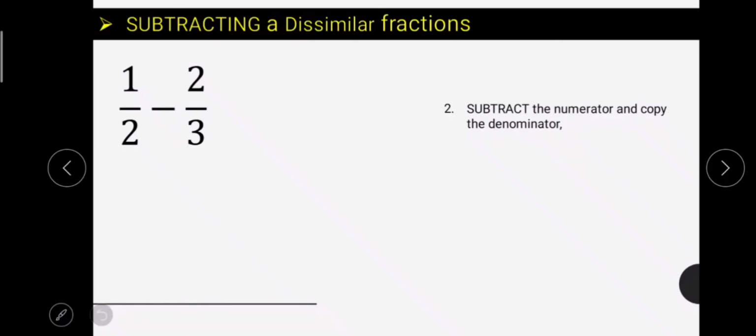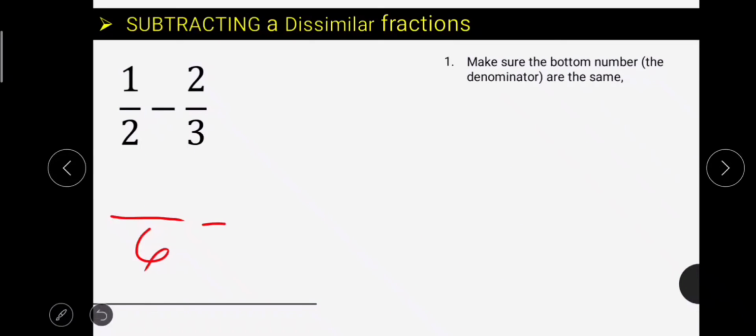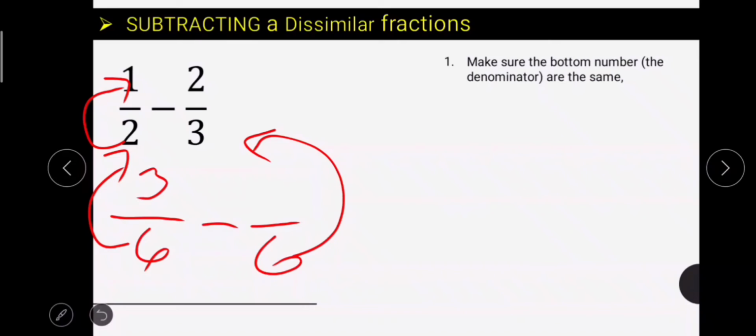Since we already have the LCD as 6, rewrite the fractions. Then we need to divide 6 by the denominator of 2. We have 3 times 1, it gives you 3. And then 6 divided by 3 gives you 2, times 2 gives you 4.